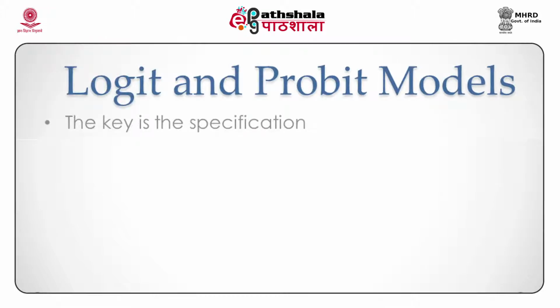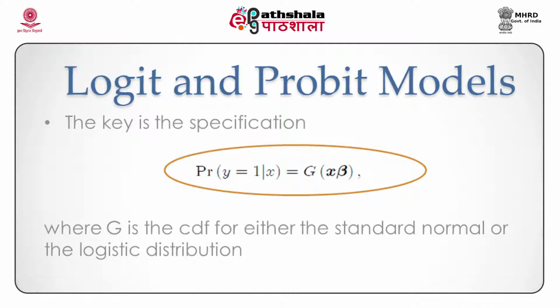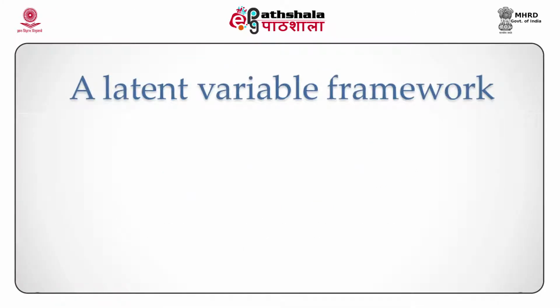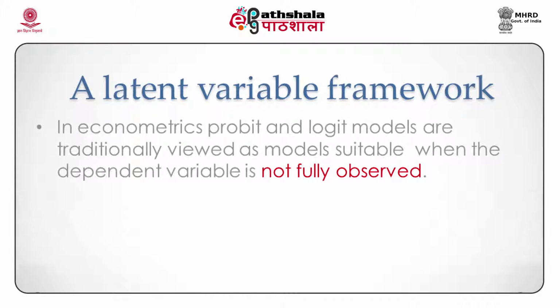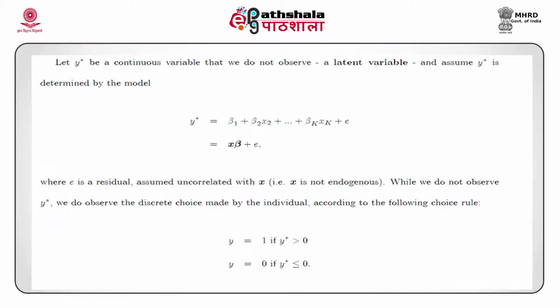The key specification for the Logit and Probit models is thus the probability of y equal to 1 given x equal to G of x beta, where G is some CDF. To get a justification, let us turn to a latent variable framework. Now, in econometrics, Probit and Logit models are traditionally viewed as models which are suitable when the dependent variable is not fully observed. So, for example, let y star be a continuous variable that we do not observe, and let us assume that y star is equal to x beta plus e.